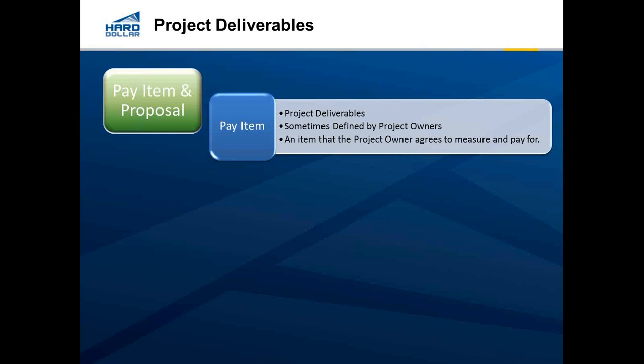Now, there might be a lump sum contract. In that case, you may not even use a listing of deliverables, and that's okay. You would just simply skip this step. But let's go and take a look in hard dollar at where these are defined.